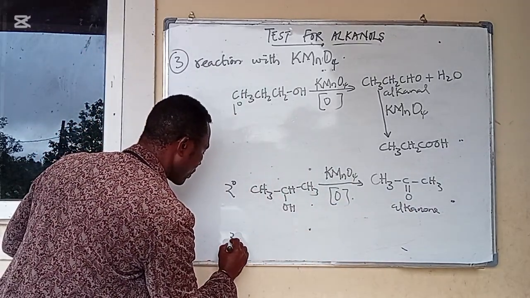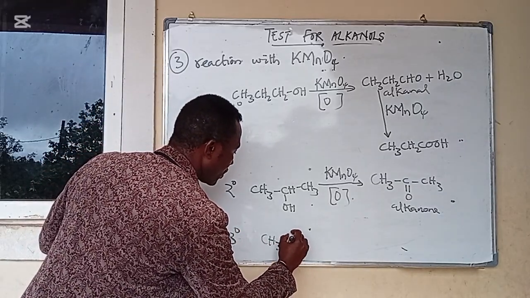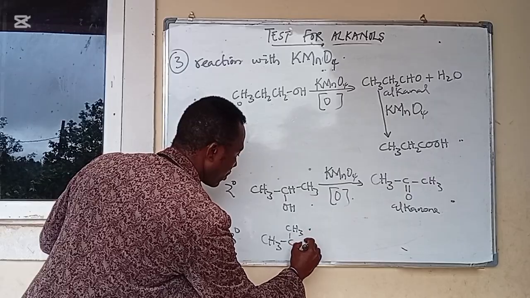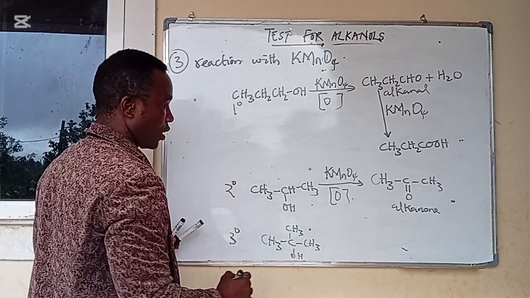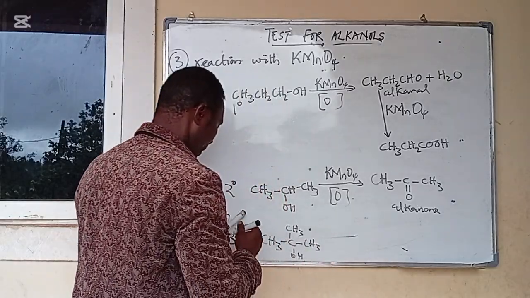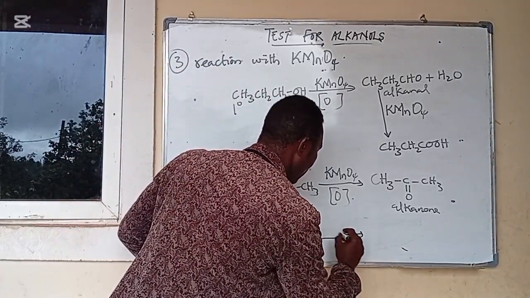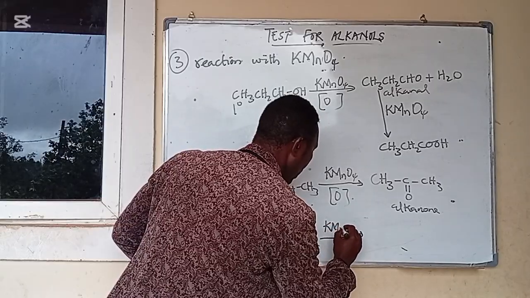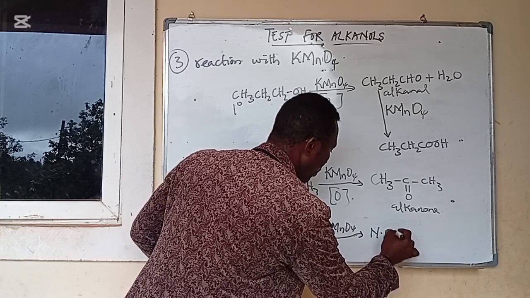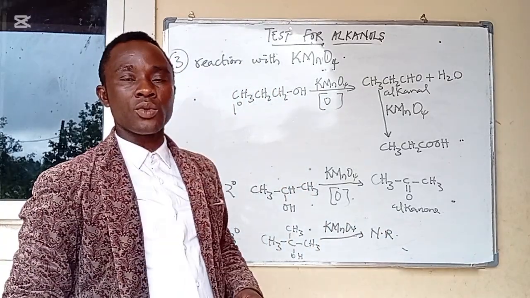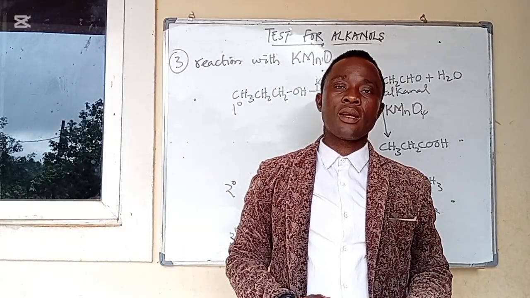But if you consider tertiary, like CH3, CH3, CH3, then OH, when you look at this, you are reacting it with this oxidizing agent, KMnO4, there will be no reaction. So these are the tests to distinguish between the primary, secondary, and tertiary alkanol.